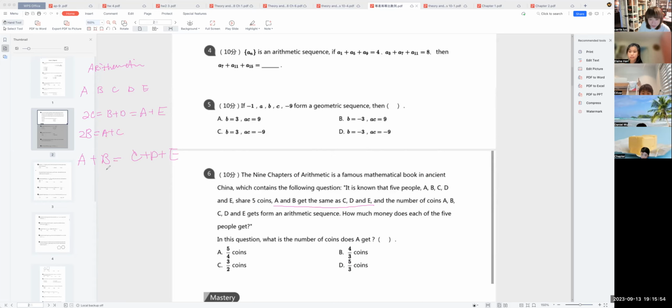Okay. And we have these 1, 2, 3, and 5. Oh, and the last one is A plus B plus C plus D plus E equals 5. Okay. It's known that 5 people A, B, C, D, E share 5 coins. Okay, so for this question, the hardest part is what?